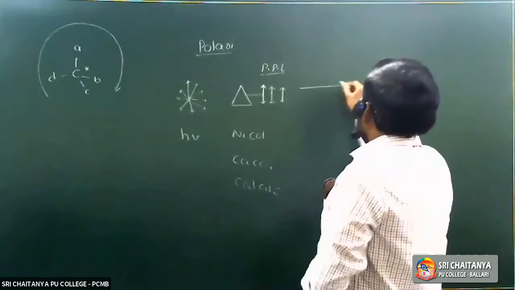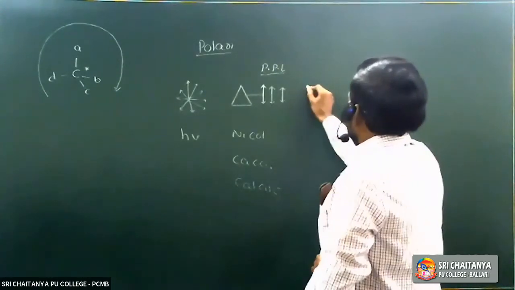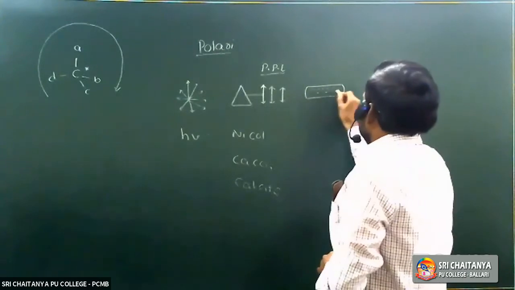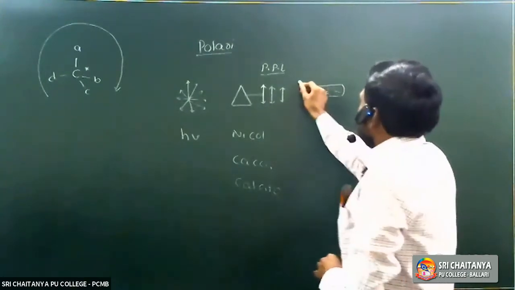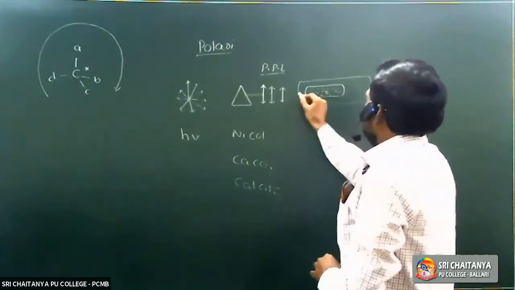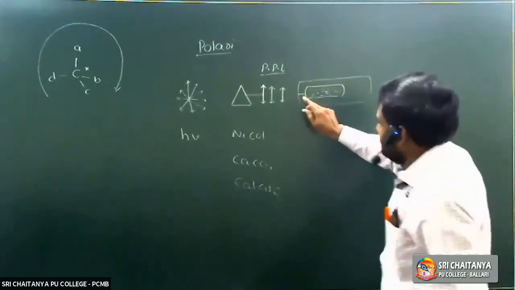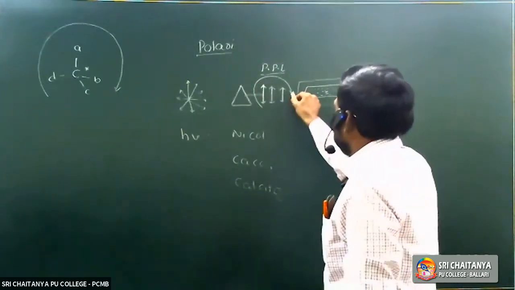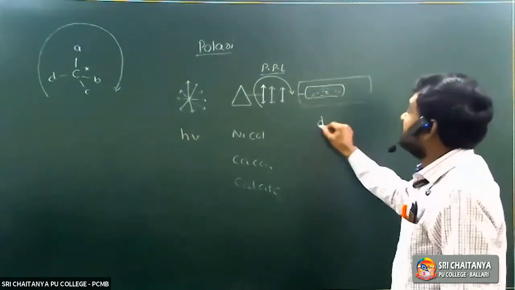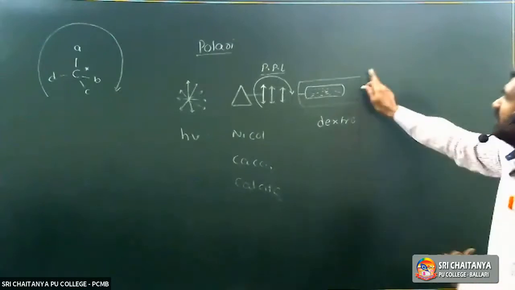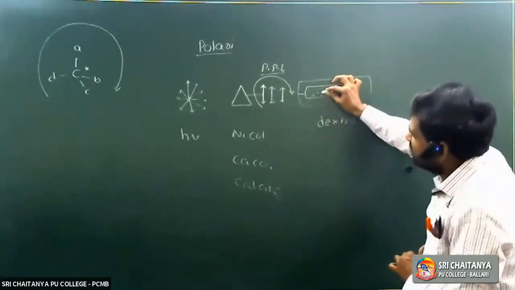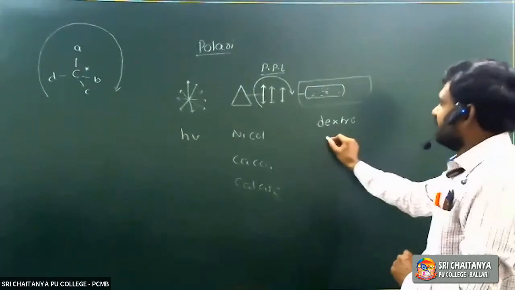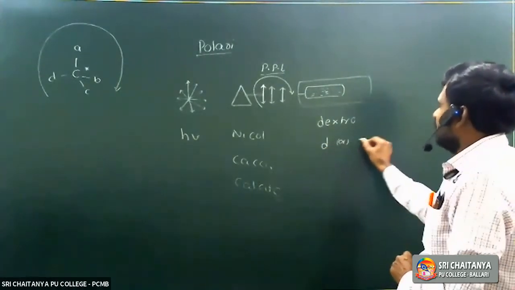Next, in the polarimeter experiment, the substance is taken in the form of a solution in a glass tube fitted in the polarimeter. If the substance in solution rotates the plane polarized light towards the clockwise direction, it is called a dextro compound, or dextrorotatory, denoted by small d or plus.